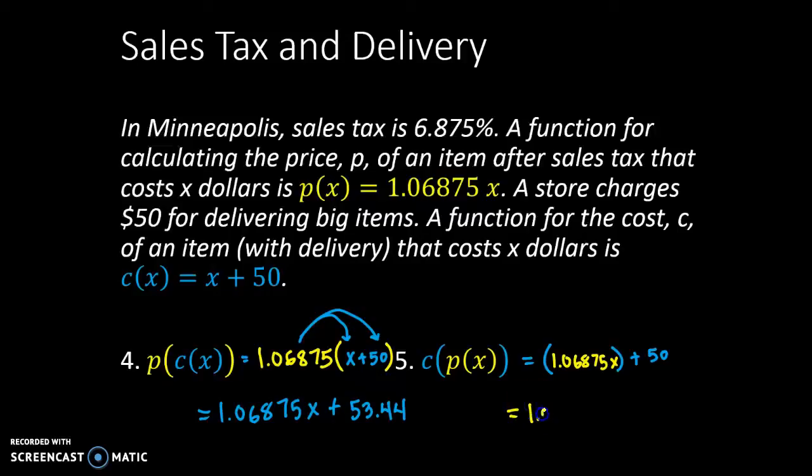So I just wind up with 1.06875x plus 50, and now it's really easy to see that this is a better deal because it's exactly the same, except I'm adding more on to the same number if I do the delivery charge first. Okay, it's important to understand what your functions mean. And so what this means is we're paying for delivery and then we're paying sales tax. And this one means we're going to pay for sales tax and then we're going to pay for the delivery.